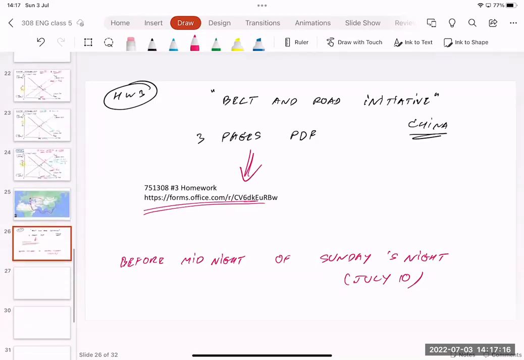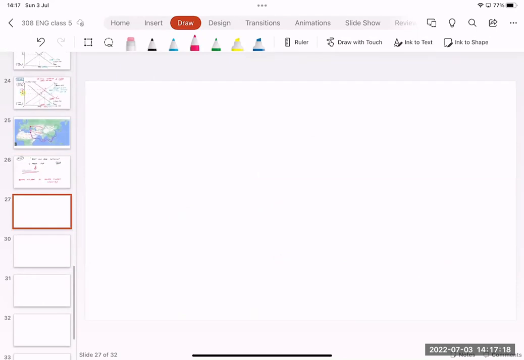Okay, done. Next, we're going to talk about the other exchange rate system. This one is going to be the story about the fixed exchange rate system.